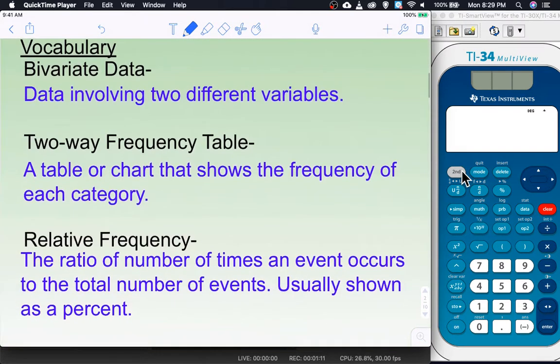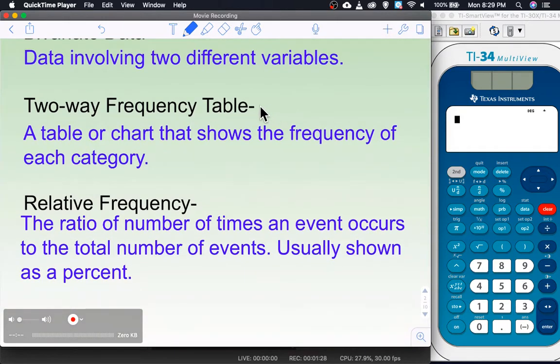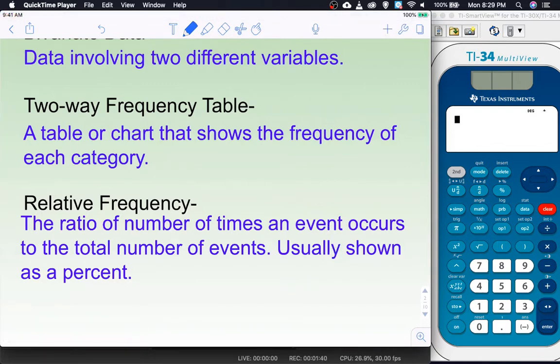The vocabulary we have here is, well, sort of old and sort of new. We know what bivariate data is. Bivariate data is data involving two variables. It's the same sort of thing as the scatter plot, involved two different variables. Now, a two-way frequency table is a table, or a chart, that shows the frequency of each category. And that makes zero sense right now. You'll see it when we actually look at an example here in a minute. It'll make a lot more sense.